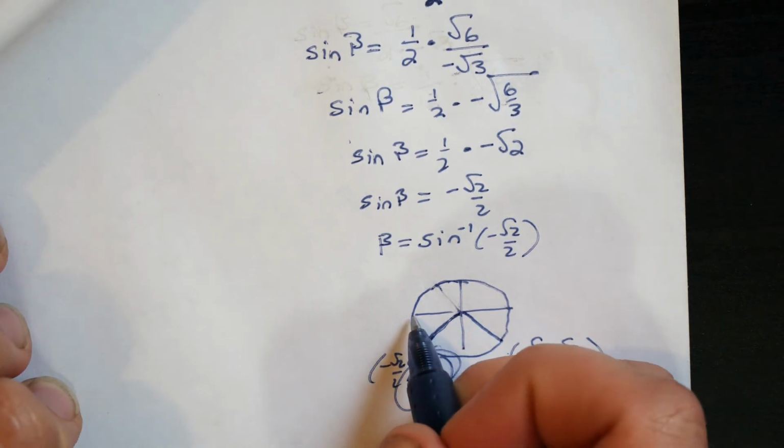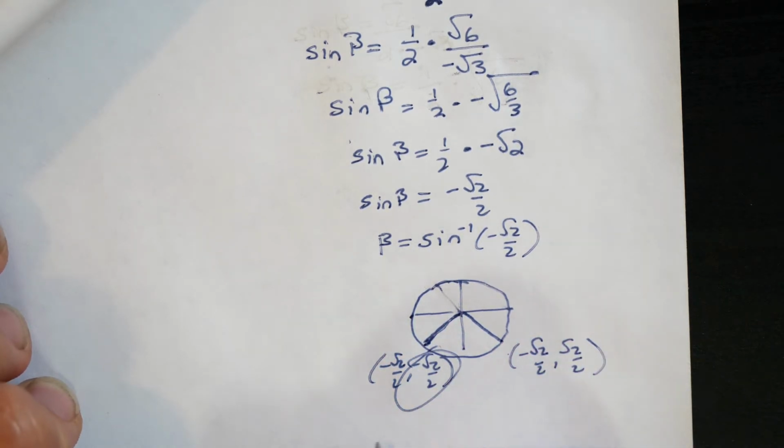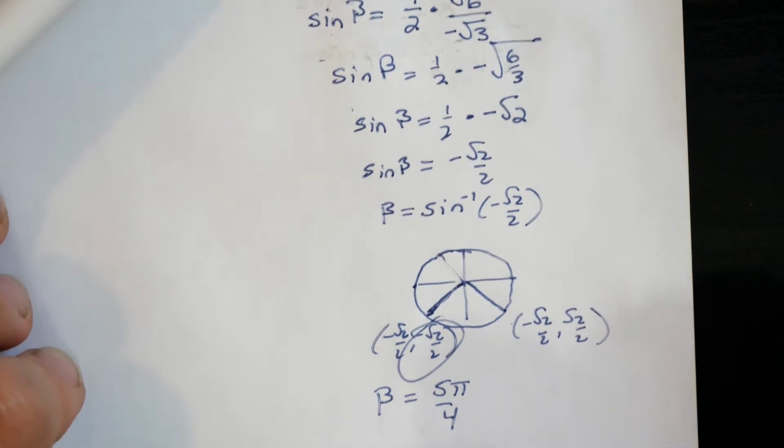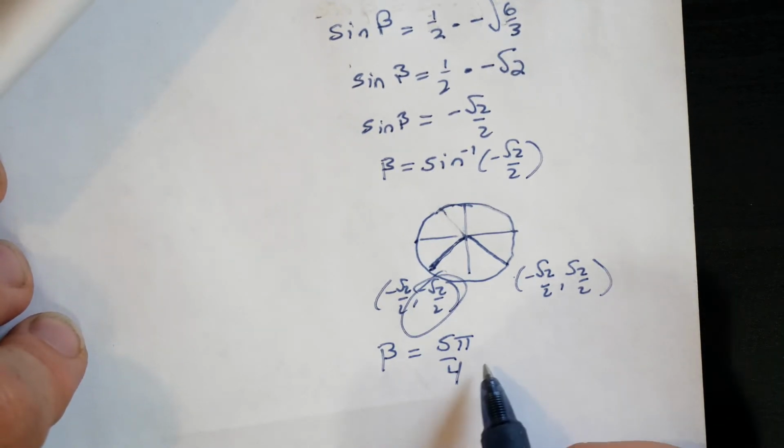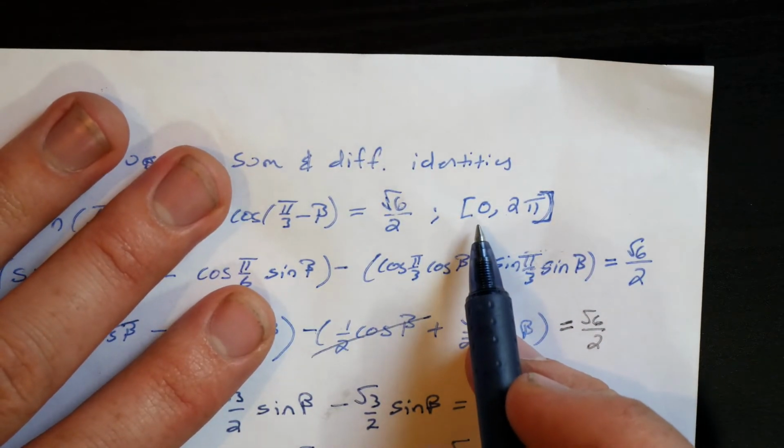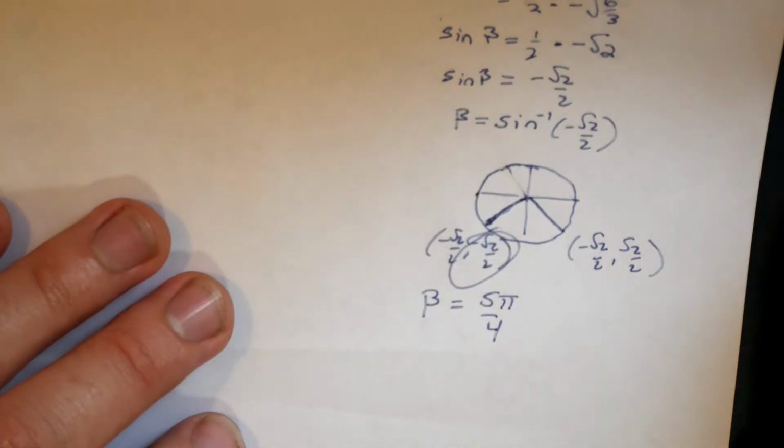And what's the angle here? Well, this is 4 pi over 4. That's 5 pi over 4. So beta equals 5 pi over 4. And I don't put plus 2n pi because our domain up here said we're strictly in between 0 and 2 pi. All right, there you go.